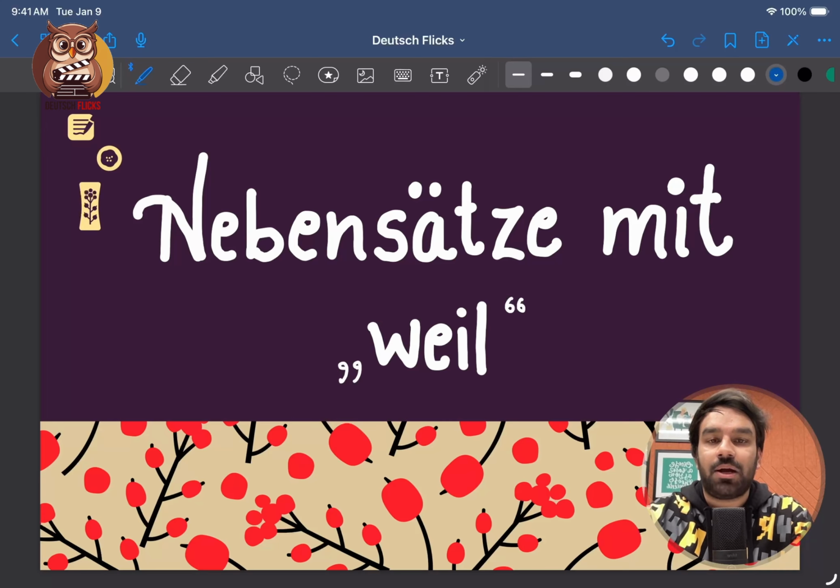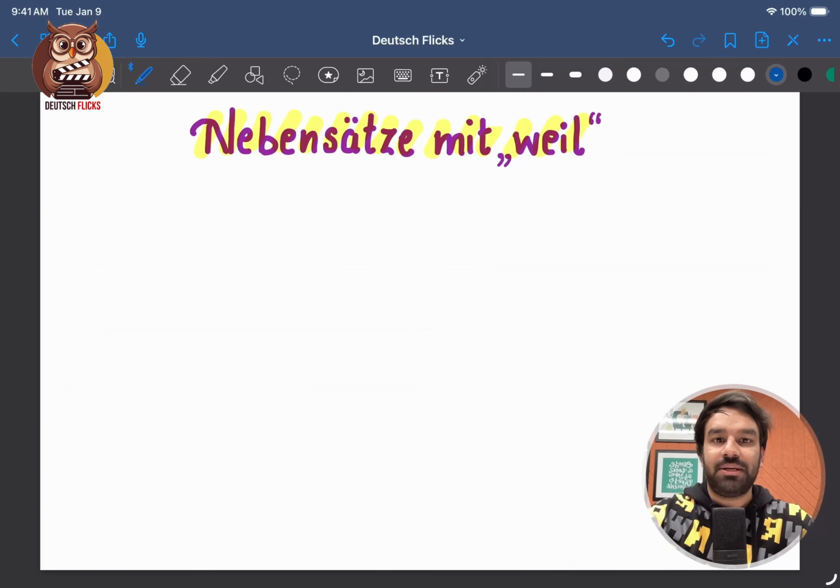So words like because, that, when, although, and in German, weil, dass, wenn, obwohl. These words don't just connect sentences, they change the word order. So today we are starting the A2 journey with the most important connector of all, weil. Sind Sie bereit? Are you ready? Los geht's. Nebensätze mit weil.